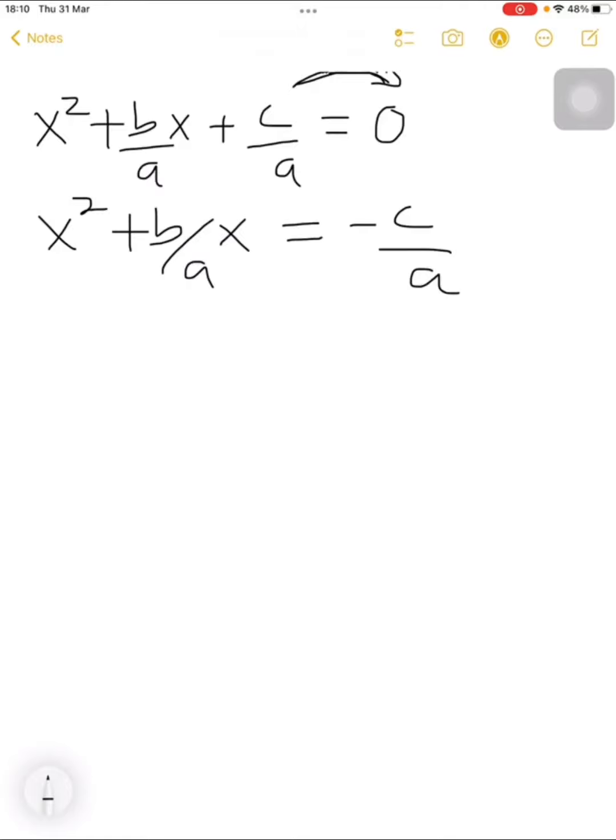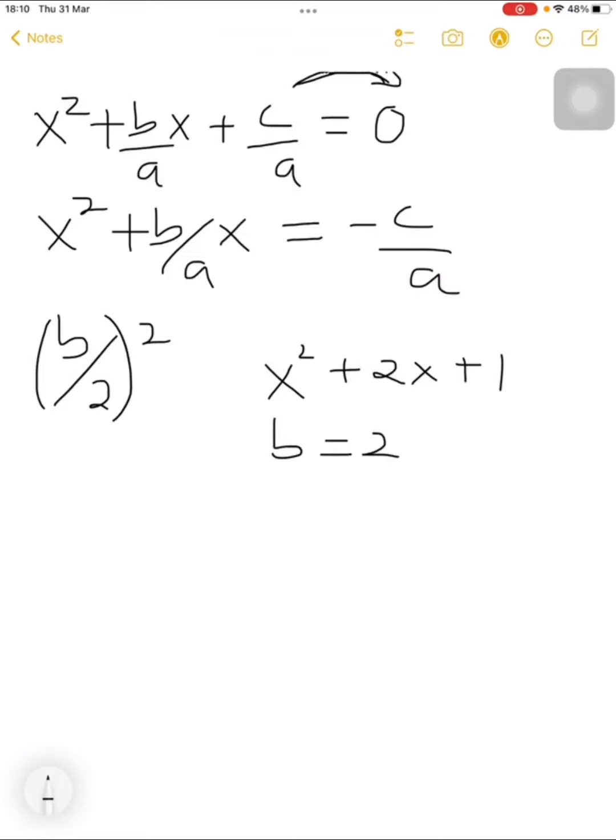And the third term, you get it from where? You have to take b, the value of b, all over 2, and then you square it. For example, if you have an equation like this, x squared plus 2x plus 1, your value of b would have been 2. And therefore, the third term to add on the left-hand side, and then you add it again on the other side, would have been 2 all over 2, and then you square, for example.